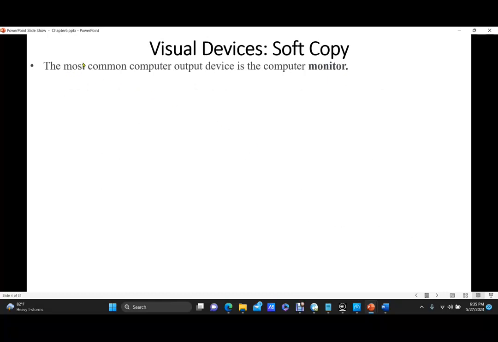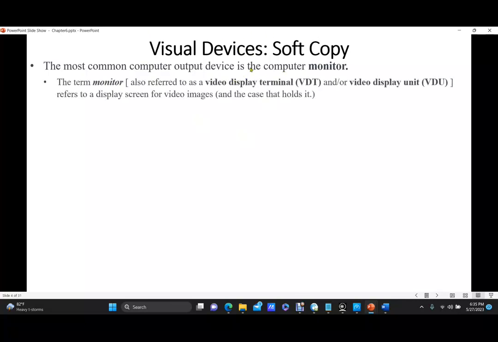The most common computer output device is a computer monitor, which produces soft copy. Monitor, or video display terminal, VDT, video display unit, VDU, refers to the display screen for video images or the case with the screen in it.